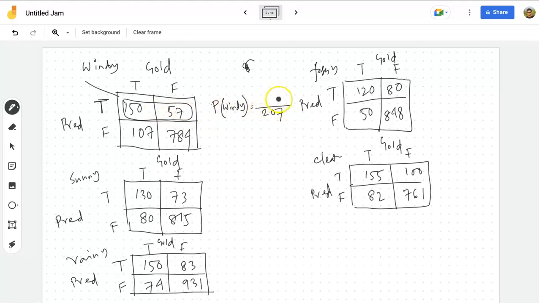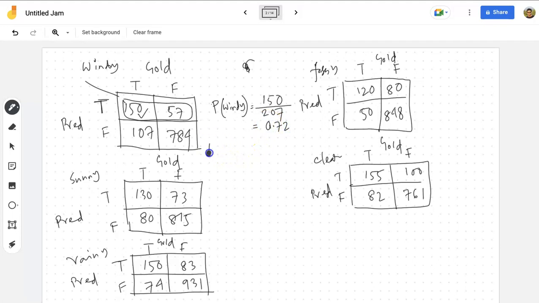Now what is the numerator? The numerator is, among 207, how many times it is actually windy. It is 150. So you predicted windy 207 times, but among them only 150 times it is actually windy. So this is the precision for the windy class. If you calculate 150 by 207, it will be around 0.72.